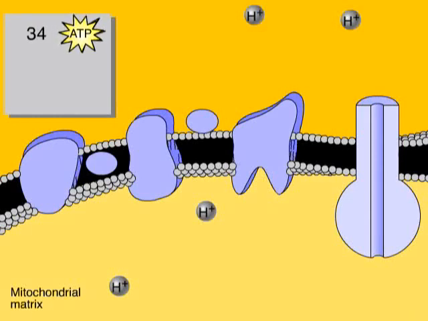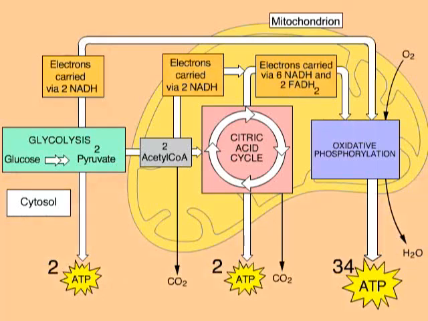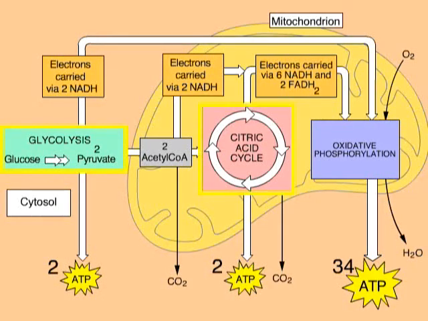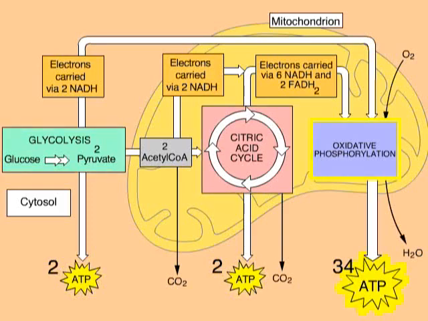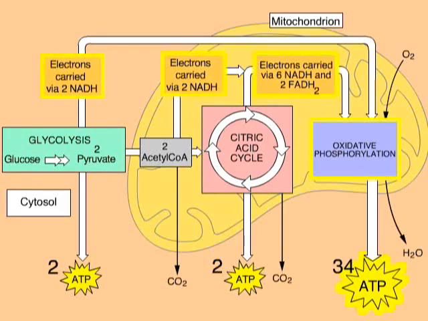This illustration summarizes cellular respiration. Glycolysis and the citric acid cycle produce a small amount of ATP via substrate-level phosphorylation, but most of the cell's ATP is made via oxidative phosphorylation, when NADH and FADH2 produced in glycolysis and the citric acid cycle give up to oxygen the electrons obtained from organic molecules.